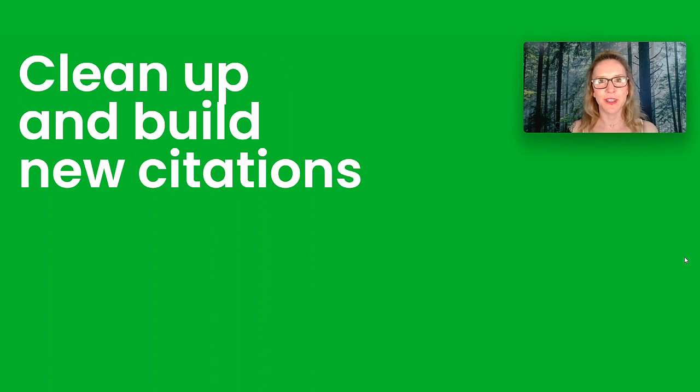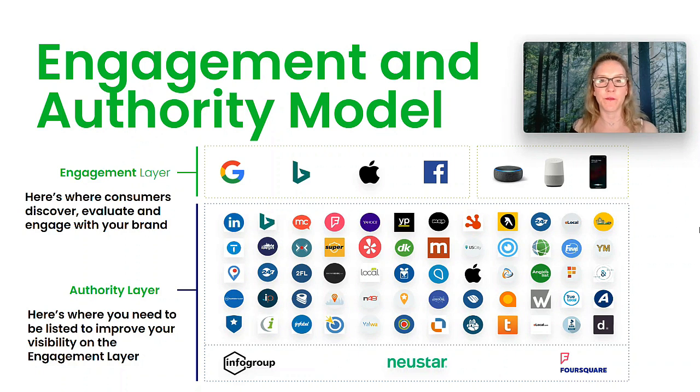Now that we've covered how to audit your existing citations for duplicates and inaccuracies using the platform, let's dive into how to clean up and build new citations. So the first thing to know before embarking on your exciting new citation builder campaign is that the listings and directories are broken down into two areas, our engagement and authority model.